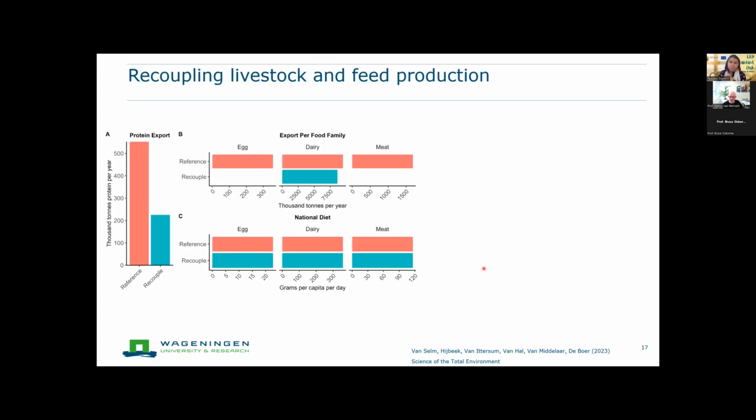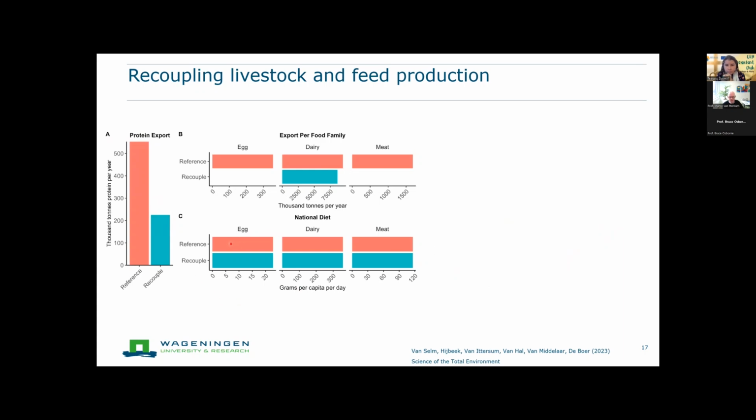Now, here are some results of that analysis, again with the same model that I introduced a few slides ago, and here it shows how that reduces the protein exports from livestock products from the reference situation to the recoupling situation, the recoupling of feed production and livestock production. So a drastic reduction of protein export.